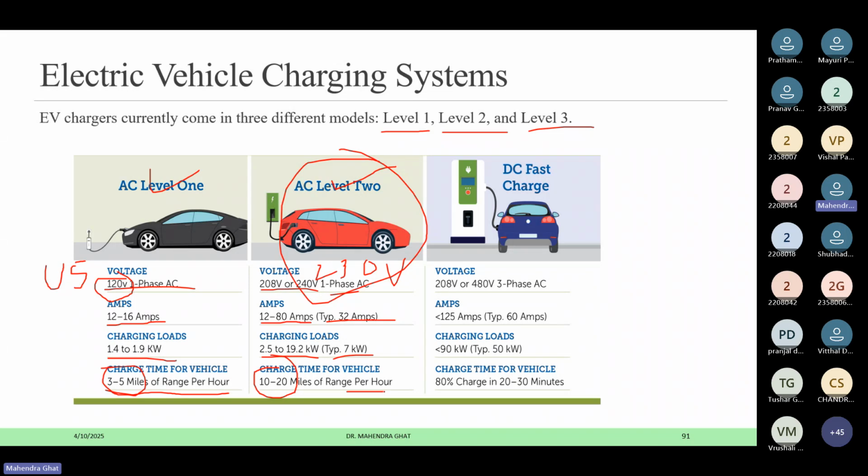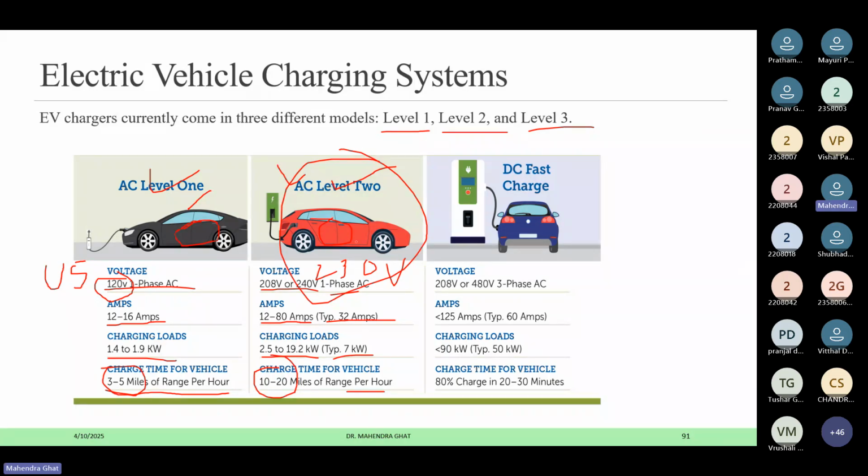Okay, third category comes. But you are saying I have shown level 1 and level 2 as AC supply directly. So how will you charge the battery? The battery will require DC. So in that case, the charger will be available in the EV itself, which will convert that AC supply to DC, and then charge the battery. So that will be available in the EV itself.